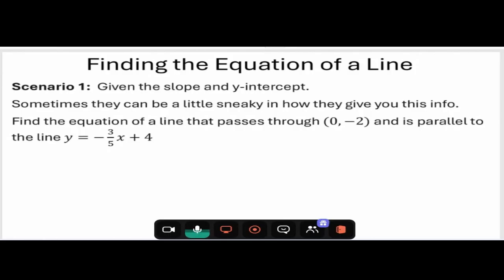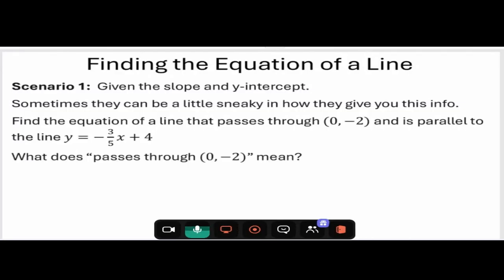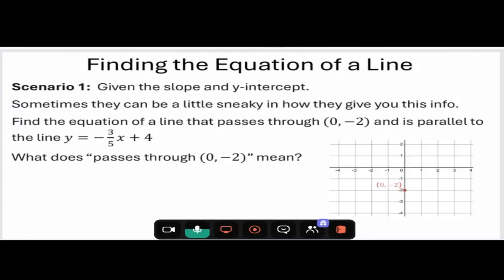So, the equation of a line that passes through (0, -2) and is parallel to this other line over here, y equals -3/5 x plus 4. What does passes through (0, -2) mean? Well, that means the line goes through that point right there. And that point is right on the y-axis, so that is actually going to be the y-intercept. b is -2. They didn't tell you the y-intercept is -2 or b is -2. Instead, they said the line passes through (0, -2), but it's the same thing. That is the y-intercept if the line goes through that point.